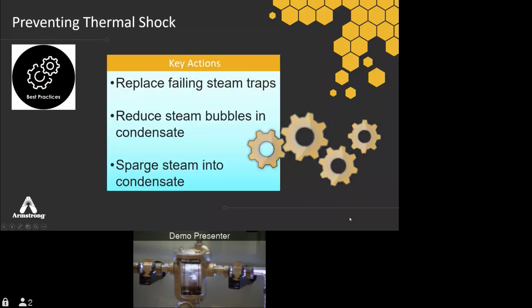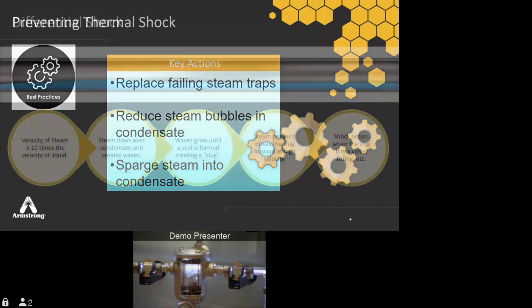To prevent thermal shock, you want to replace failing steam traps, particularly steam traps that have failed open, because that's usually where you see it, if a steam trap is blowing live steam into your condensate return line. Sometimes it's going to be inevitable that you'll have some steam going to a cool condensate line, so you might want to consider installing a sparge tube in those cases. A sparge tube just has small holes on the end of it, and as steam passes through it, it's going to cause that to break up into much smaller bubbles, so it'll be much smaller shock waves when they do collapse.